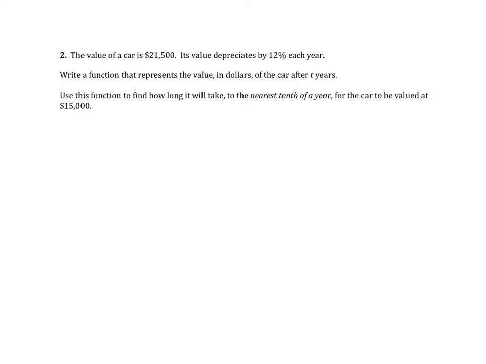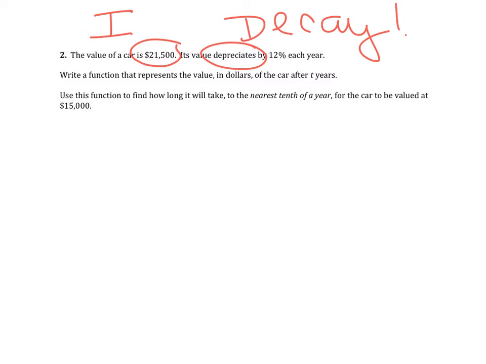All right, number 2. The value of a car is $21,500. Its value depreciates 12% each year. So let's stop and identify what we have. 21,500, that represents your initial. If something depreciates, did it get bigger or smaller? Did it grow or decay? I would definitely say this represents decay. And 12%, think about what we'd use for an R value then. Hopefully you're saying 0.12.